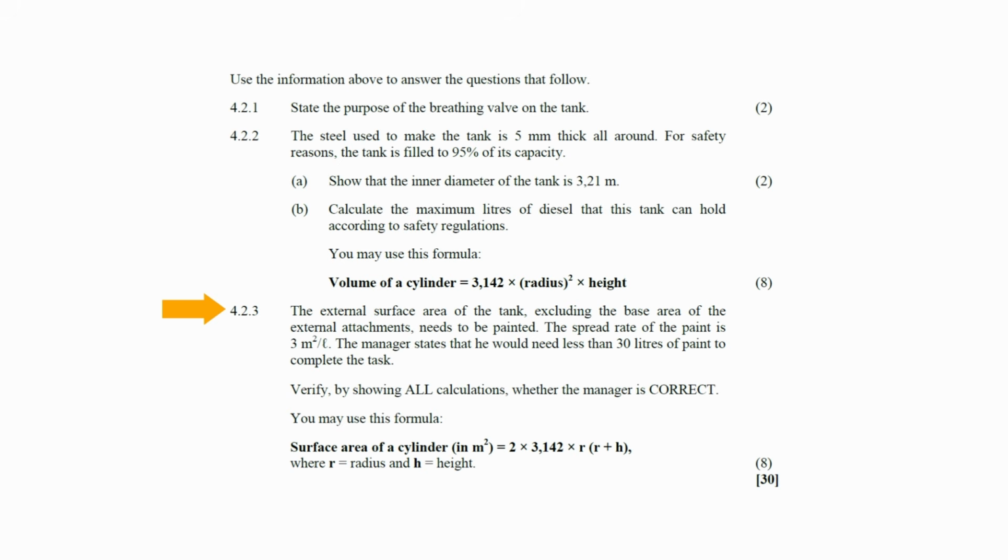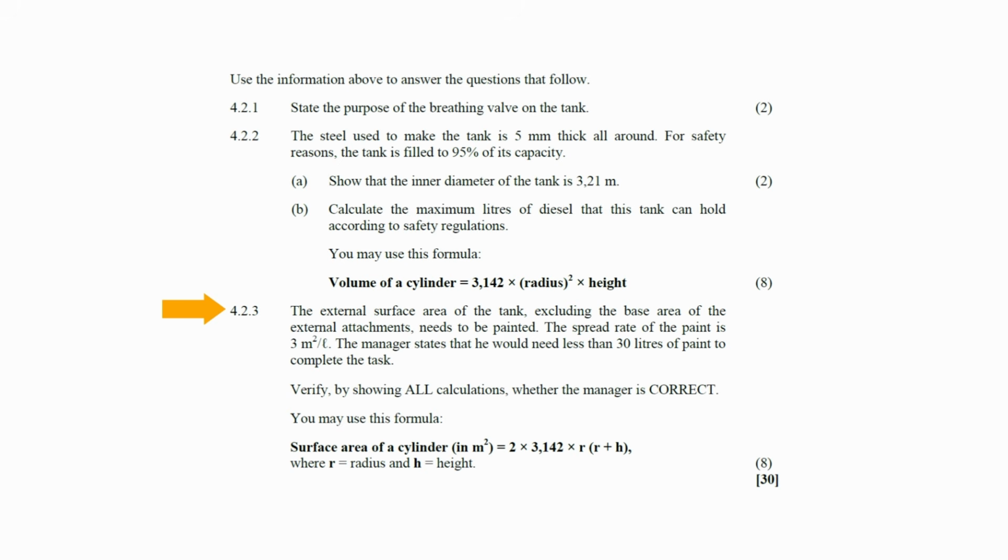In question 4.2.3, it is given that the external surface area of the tank, excluding the base area of the external attachments, needs to be painted. The spread rate of the paint is given as 3 square meters per liter. The manager states that he would need less than 30 liters of paint to complete the task. You will have to verify by showing all calculations whether the manager is correct.